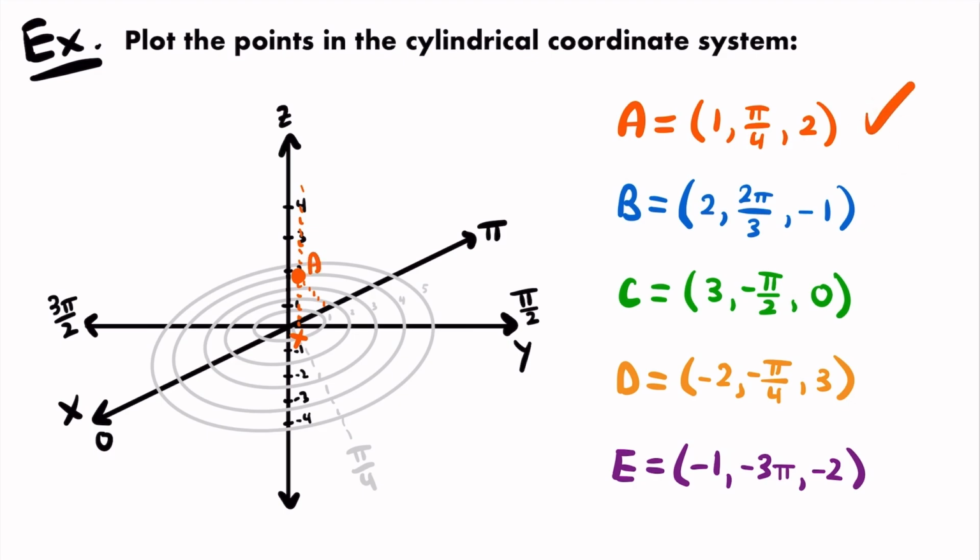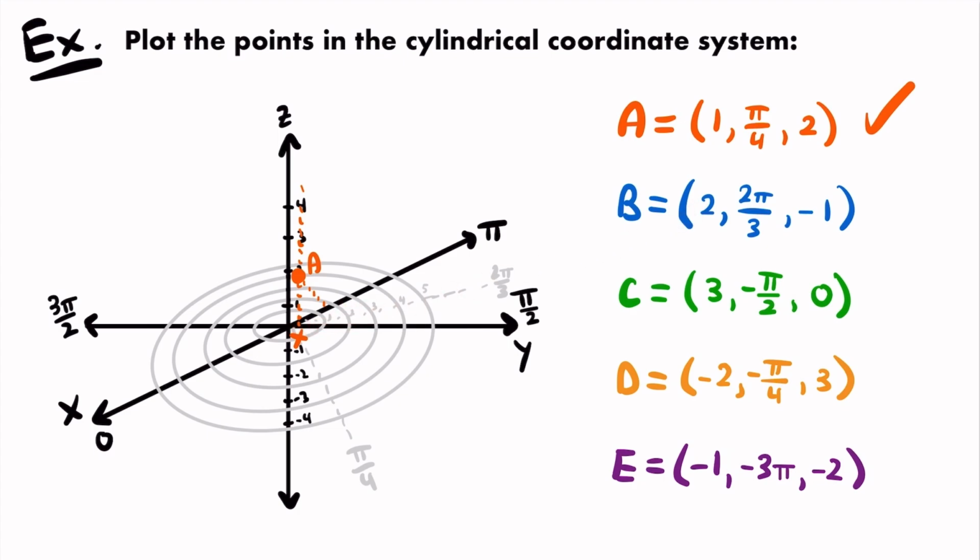Let's move on to the second one here. We have point B, which is 2, 2 pi divided by 3, and then -1. Once again, let's just focus on the polar coordinates first. Let's forget about the z-coordinate for now. Let's just treat this as if it was a polar coordinate of 2 and then 2 pi divided by 3. So our angle is 2 pi divided by 3. That is 2/3 of the way to pi. So we're going to be past pi divided by 2 because that's halfway to pi. So I'll say that 2 pi divided by 3 is right about here somewhere. It doesn't have to be perfect as long as you're in the general area. So that's the angle we're going to be measuring to, but then our radius is 2, so we will be along the second concentric circle.